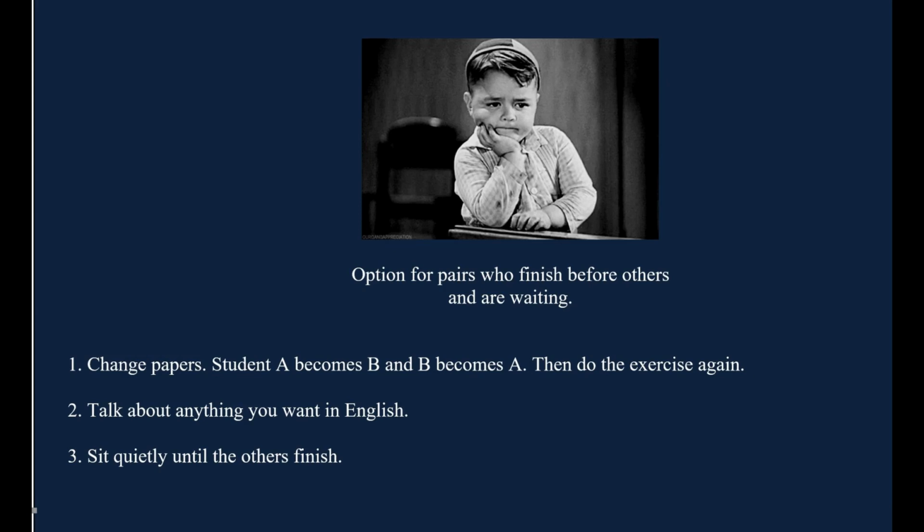Naturally, when students are doing pair activities, some pairs will finish sooner than others. Here's what you can do in these situations. You can give those early finishers 3 options. I usually write these on the board. I tell them that they can change papers. A then becomes B, and B becomes A, and then they do the exercises again. The items that they are reading to each other or that they're hearing from their partner are completely different. So it's a good way to do this again.